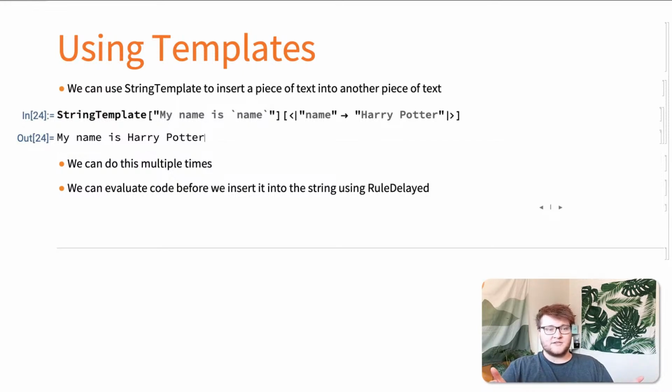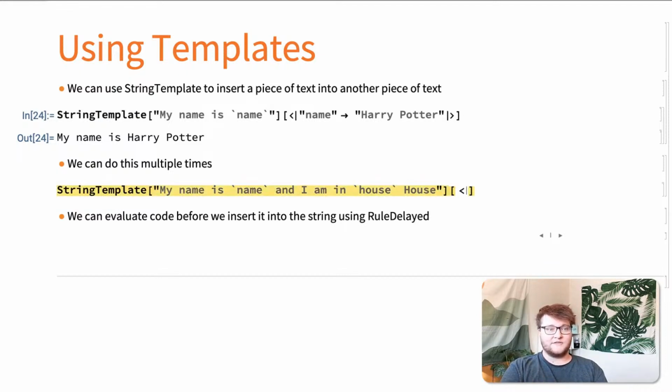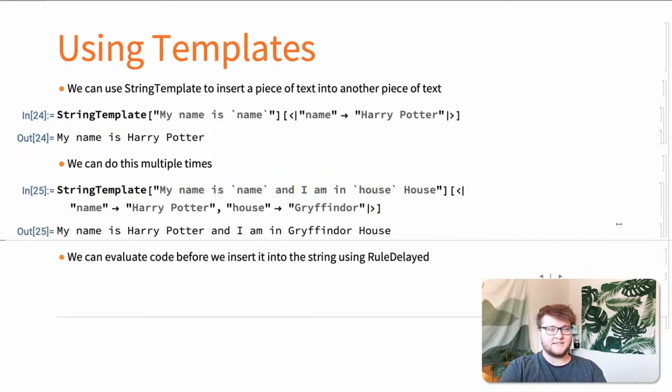We can do this multiple times just by adding things to the association. So I make sure that I label the things that I want to replace with the keys from the association. I write out the association, and now I can replace the text.